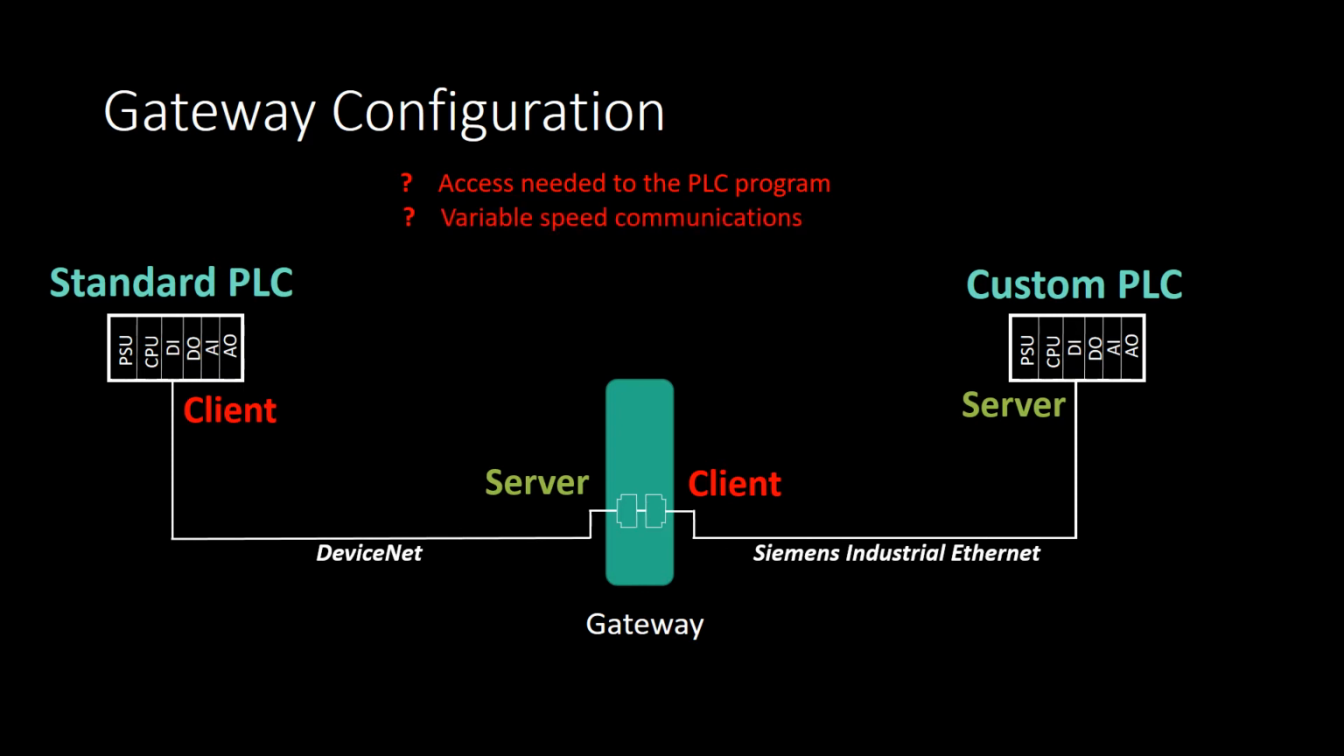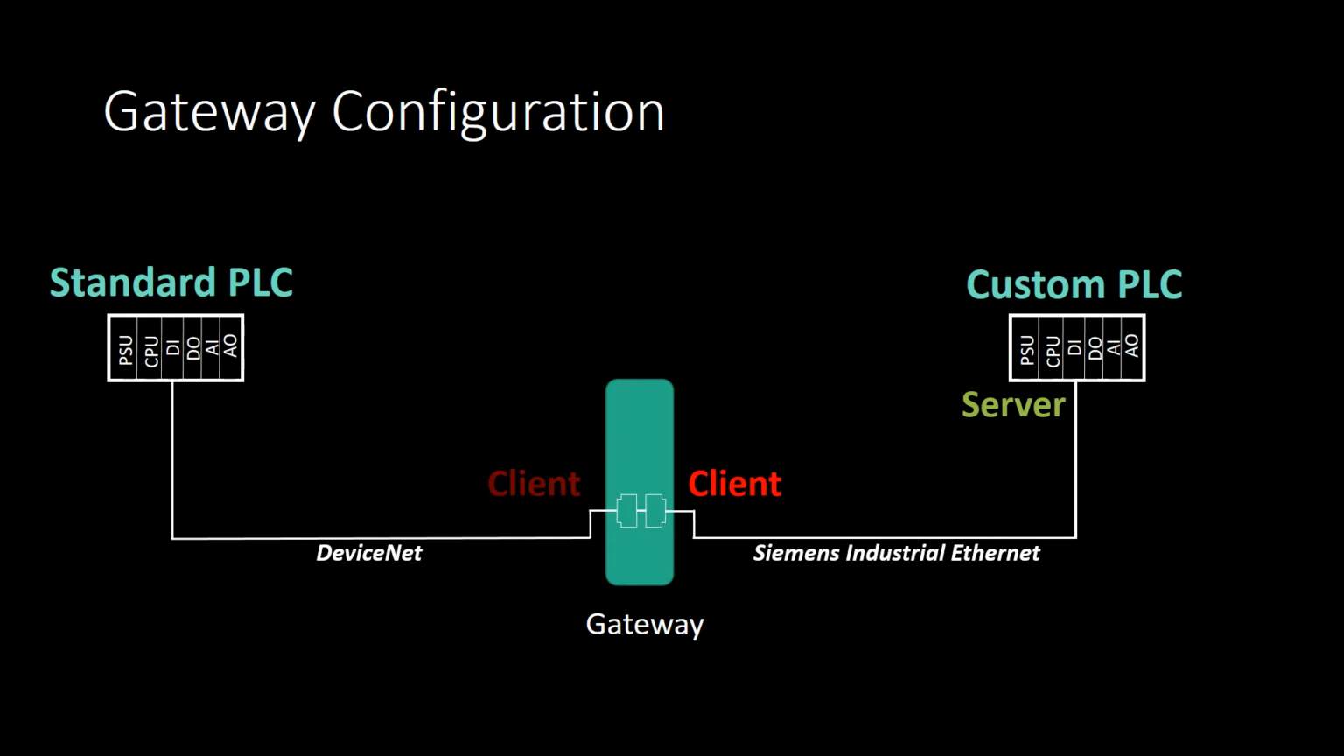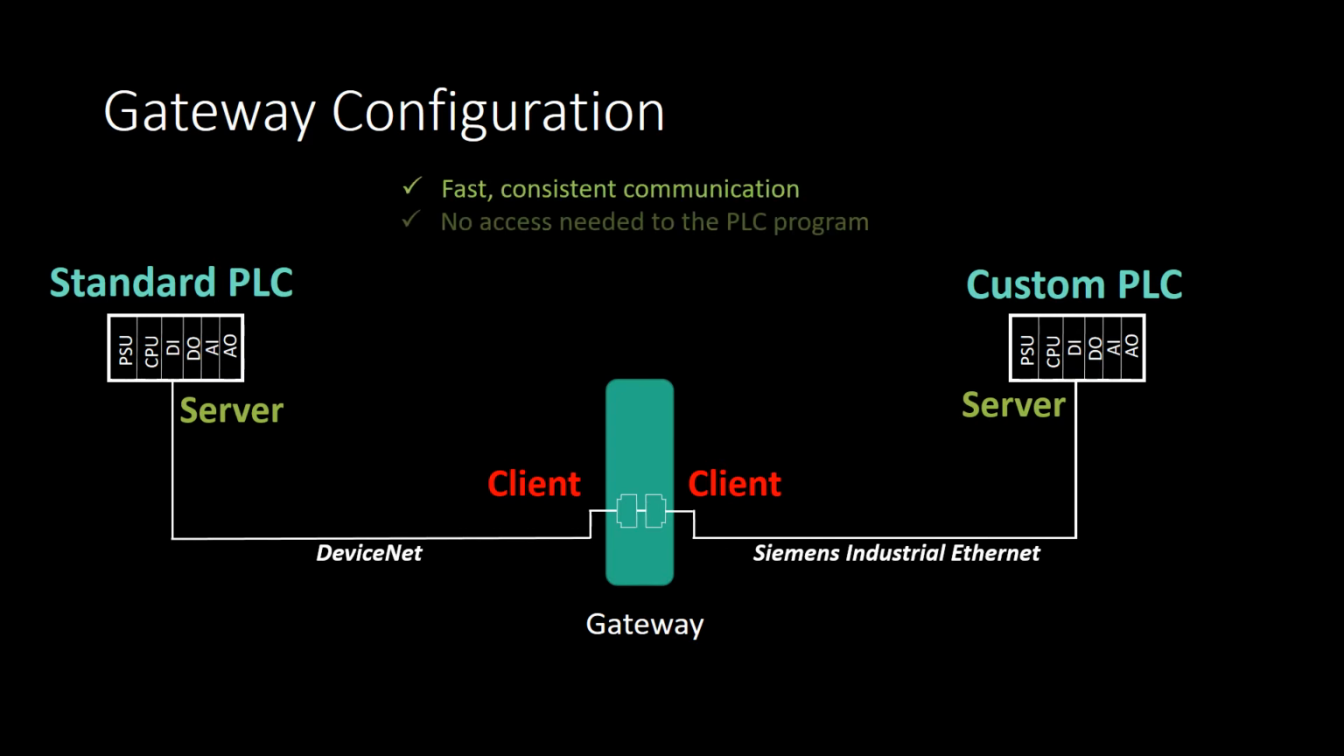To solve this problem, the gateway could be set up as a client and the standard PLC as a server. This would speed up the communication due to the PLC's code and wouldn't require any program changes, but this would also mean that the gateway would be invisible to the PLC, as it is the client that initiates communication. This means that if there is a problem with the gateway, the PLC or any HMI connected to it will not be able to diagnose the issue, which could lead to some extended downtime.